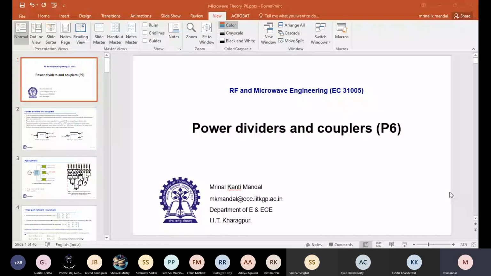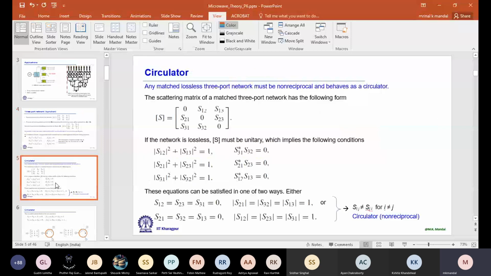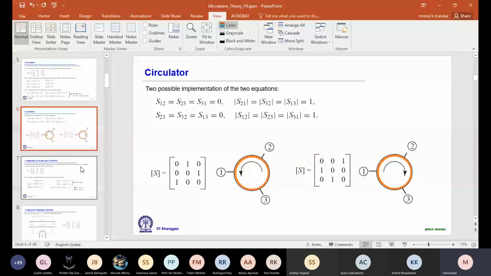So last day we started a new chapter, power dividers and couplers, and we also saw some of the basic relationships. Like for a three-port network, it is impossible to construct a three-port lossless reciprocal network that is matched at all ports. We also did some more derivation and found out with a condition, we call it circulator. We also discussed about its application, and here simple T-junction.